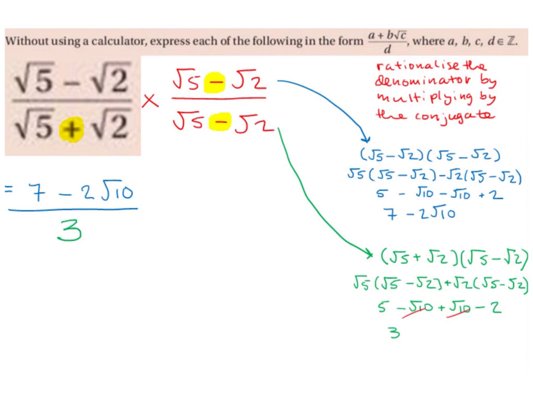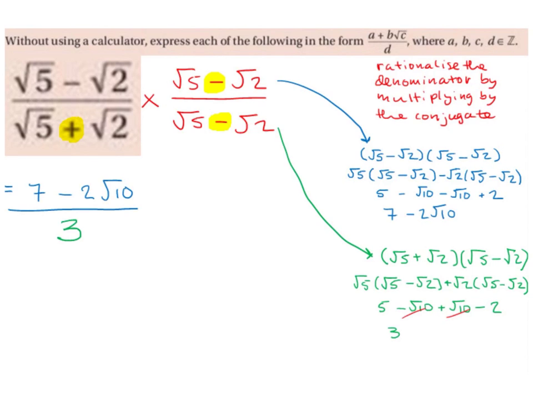We're going to multiply the numerator and the denominator by the conjugate, because what we do to the top, we do to the bottom. What we do to the bottom, we do to the top. Root 5 minus root 2 multiplied by root 5 minus root 2. I've done out over here with brackets, so I'm using binomial expansion.